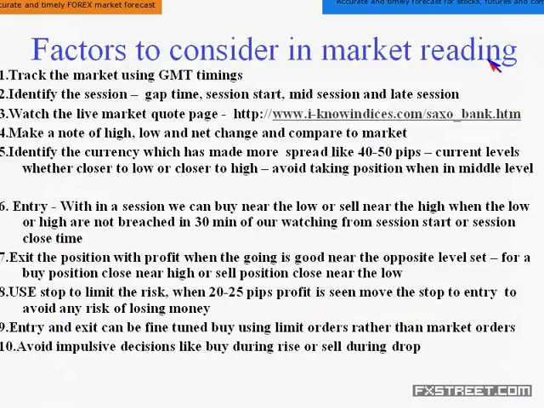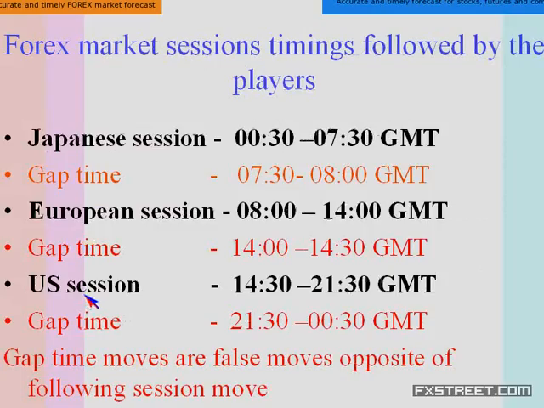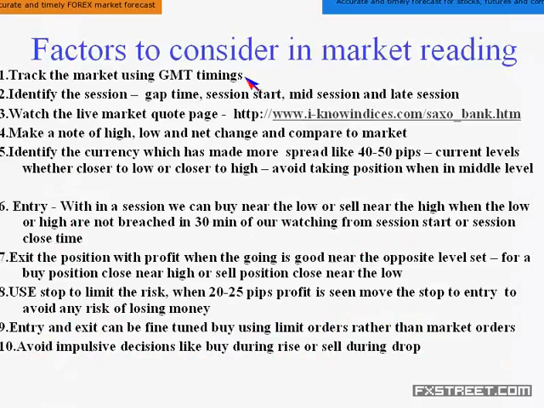What are the factors to be considered in market reading? First of all, we have to track the market using the GMT time frame. Because it is a 24 hour market, GMT time is 24 hour in nature, so it is easy for us to identify what they are trying to do in each session. The session timings I have given, the Japanese, European and US, may not coincide with the times conventionally followed, because these are the timings followed by the players and not by me. So we have to necessarily use such timings in order to understand their intentions. So how to read their intentions? First, track the market using the GMT time.